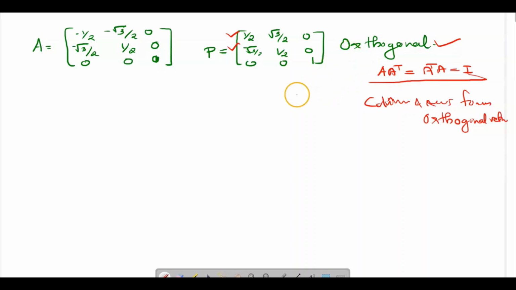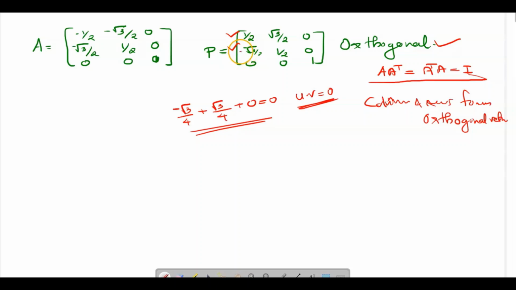dot product is 0. U dot V equals 0. Let's find the dot product. This is 1 by 2 into minus root 3 by 2, that is minus root 3 by 4, plus root 3 by 2 into 1 by 2, that is root 3 by 4, plus 0 into 0 is 0. So the sum is 0. That is, the dot product equals 0 for these two vectors.